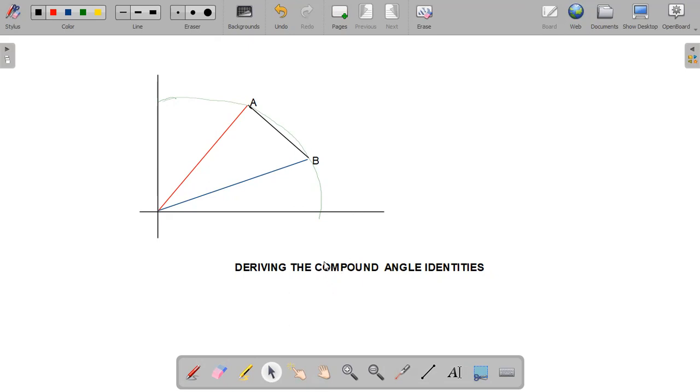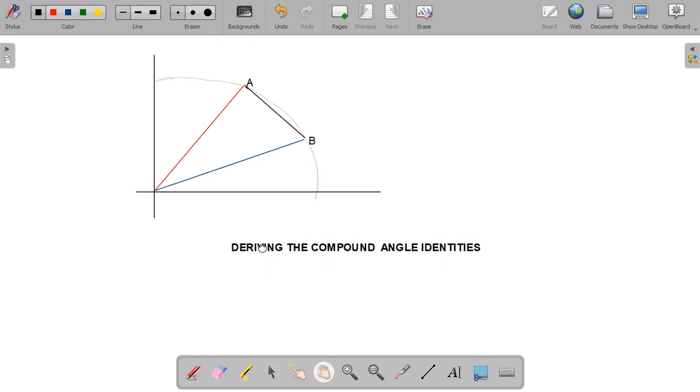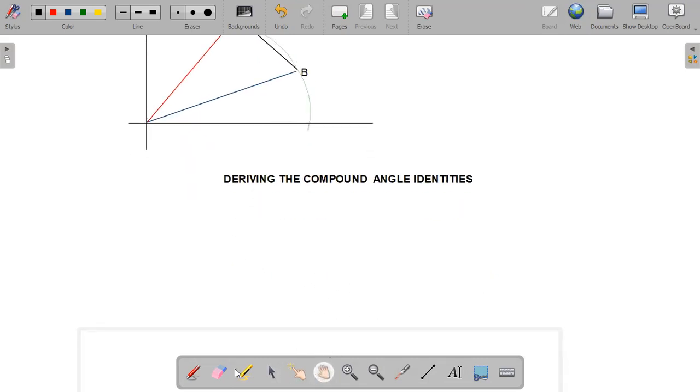In today's lesson, we want to learn how to derive the compound angle identities. The first compound angle identity that we want to learn how to derive is the identity of cos.